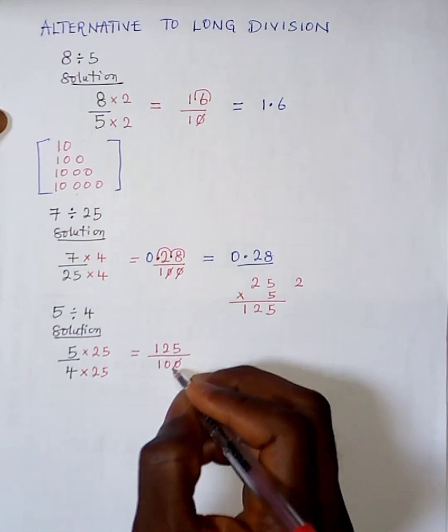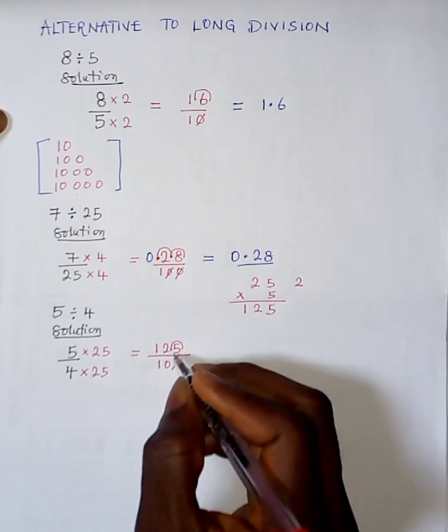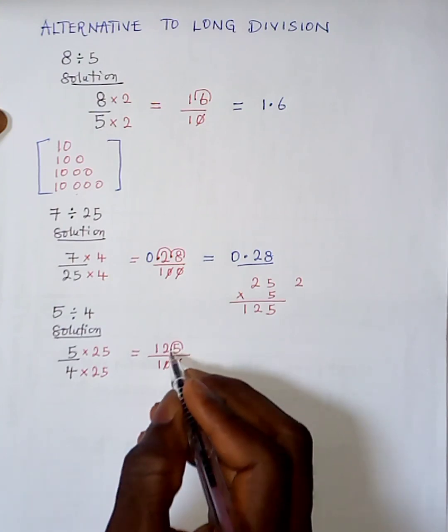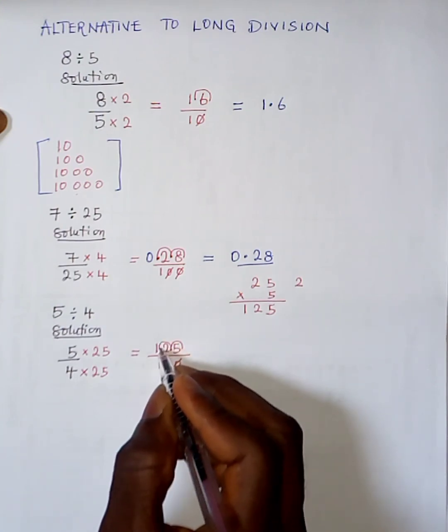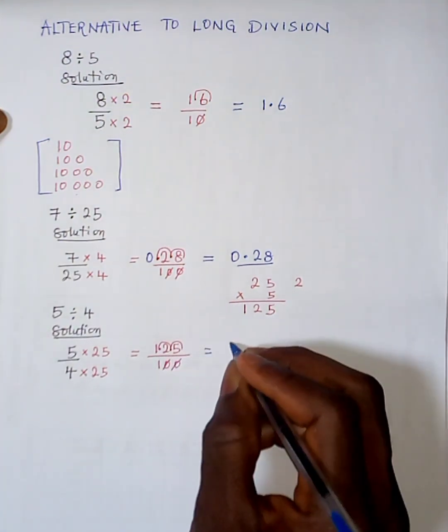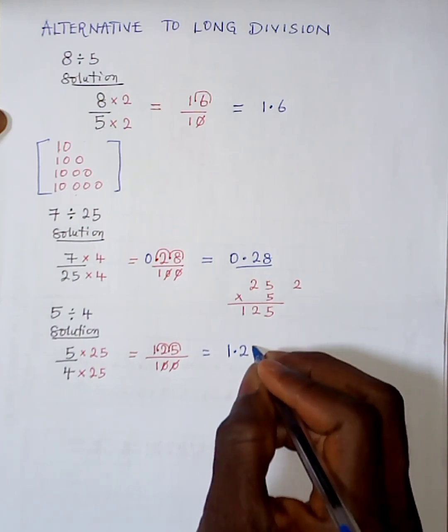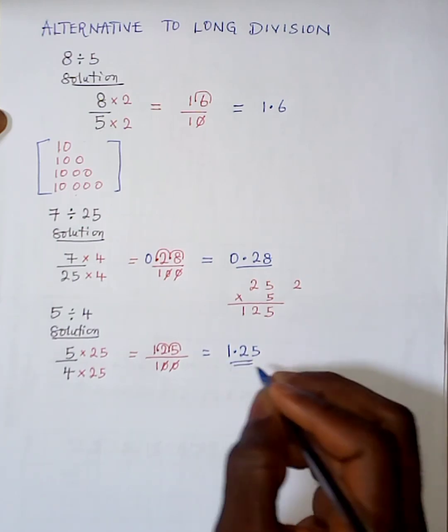Now, simply cancel 0 and move the invisible point. Move the point here. The point is now here. You cancel this 0, move the point here. The point is here now. So that leaves you with an answer that is 1.25. So that is your final answer.